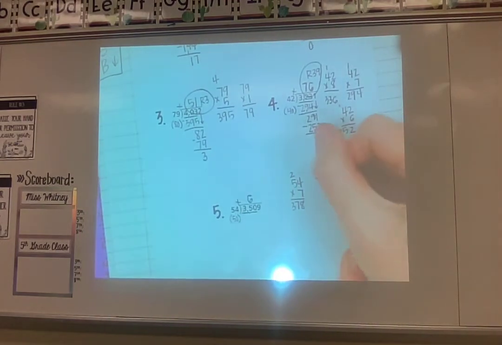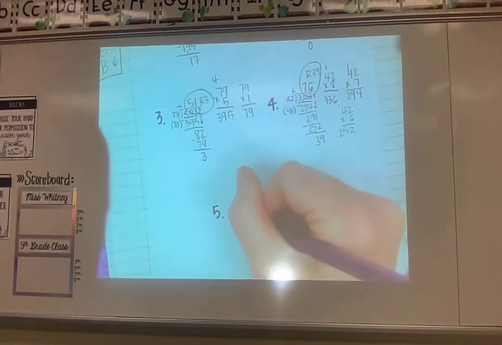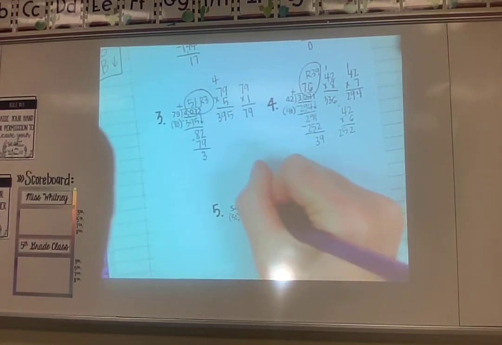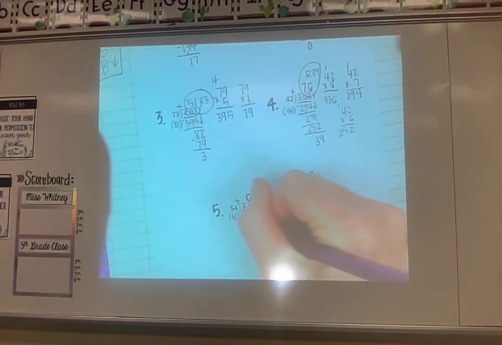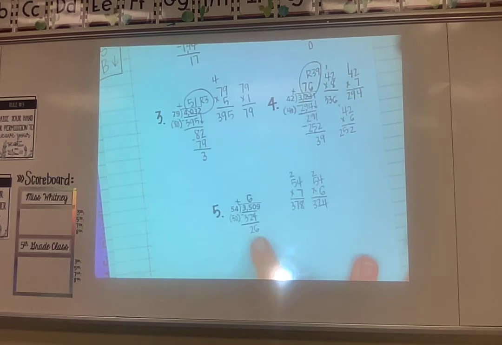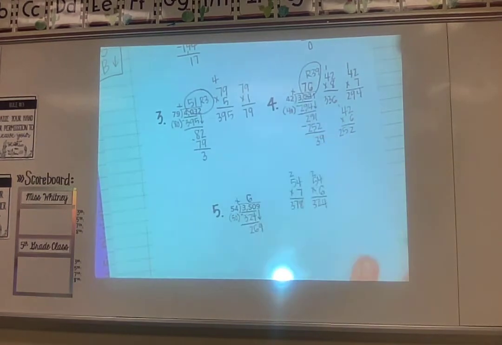All right, let's do 54 times 6. Remember, we're not going to get frustrated. At least we're close. Working out my problem here. 324. So we're going to subtract 324. Be careful on your subtraction. It should be 26. Now, remember, check. Is 26 smaller than 54? Yes. So I know the 6 is right. Good work. Now I need to go to the next one to bring down. That's going to be a 9.